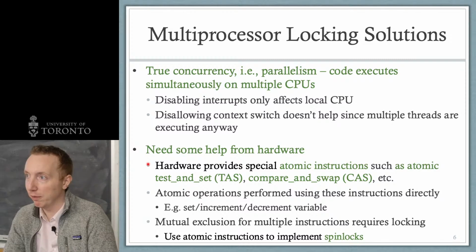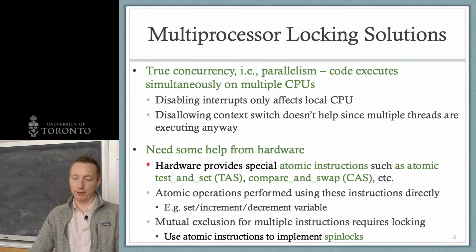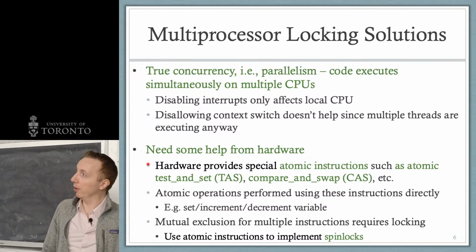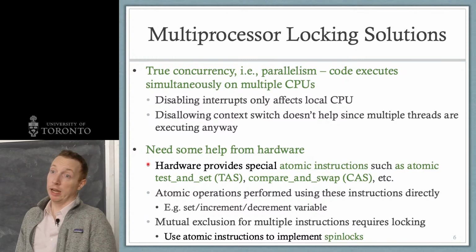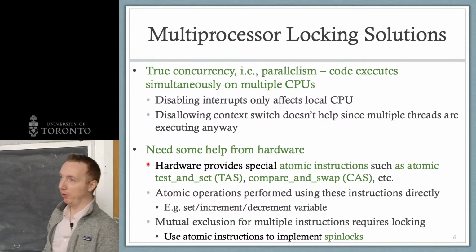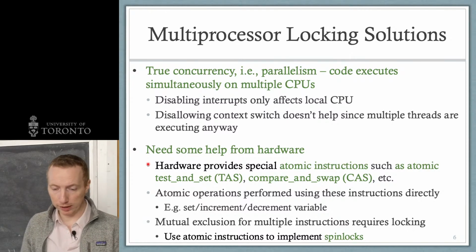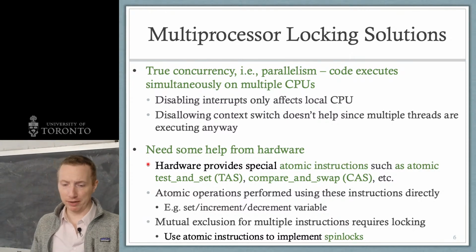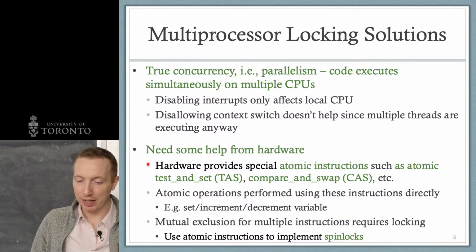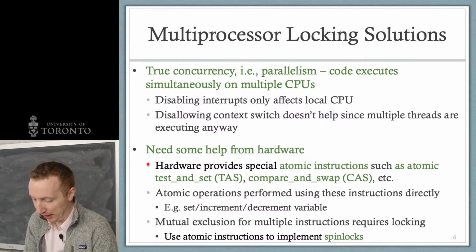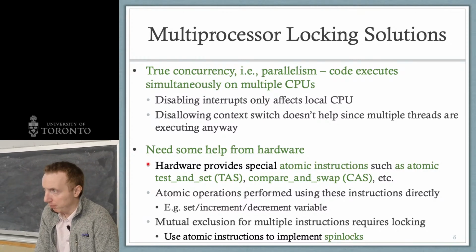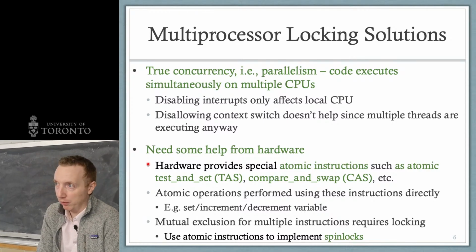So we have multiprocessors, and we have true concurrency, aka parallelism. Code can actually happen simultaneously across CPUs at the same time. If you disable interrupts, that only affects the core you are running on, and disallowing context switching doesn't help if you have multiple threads that are just executing, so that doesn't help you anywhere. So we need some help from the hardware, which should also be slightly reviewed from 344.